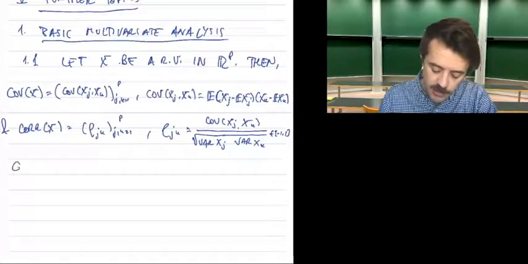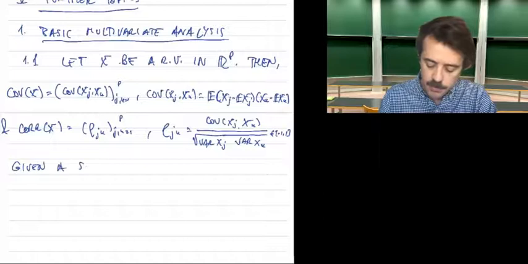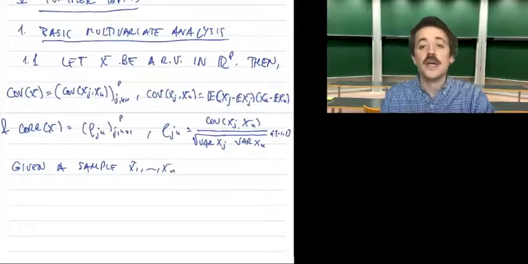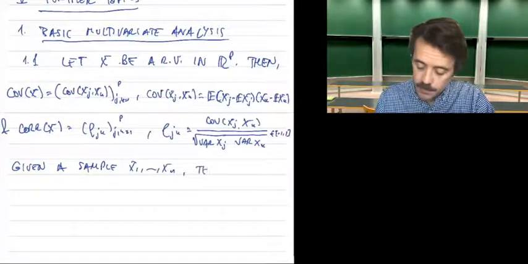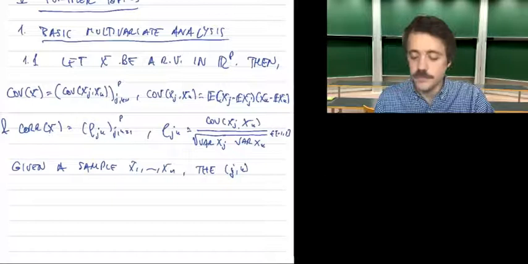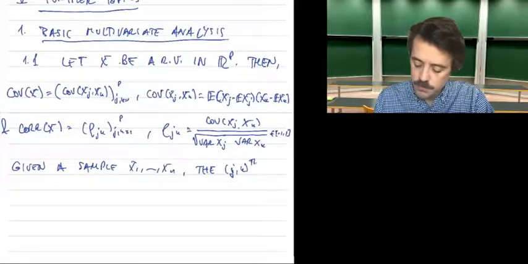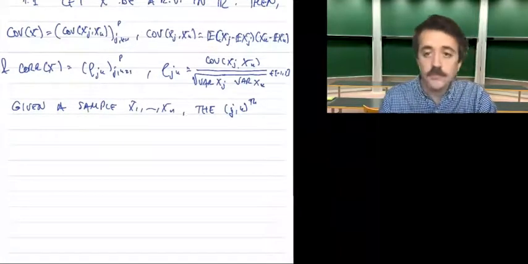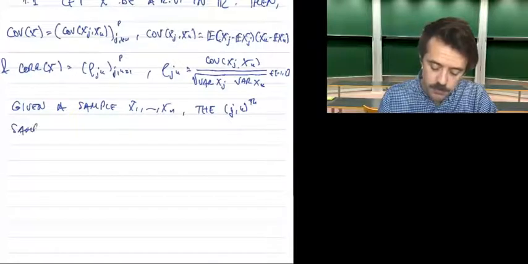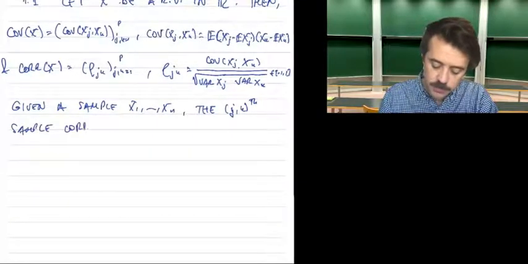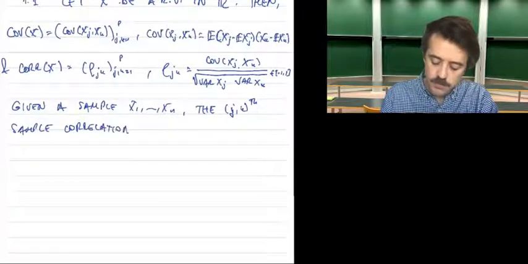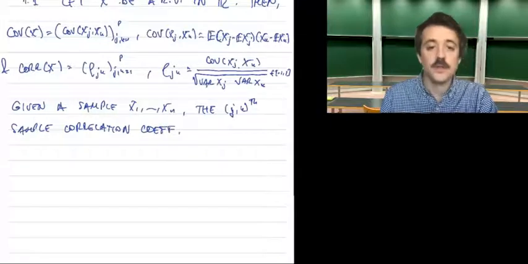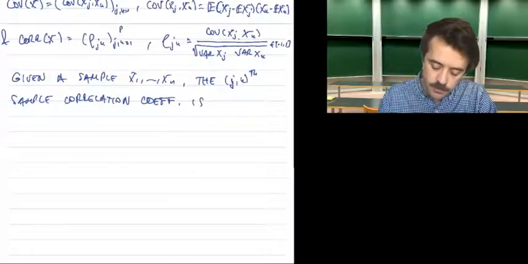This is talking about a random vector, but we're doing statistics, so we need to look at a sample. So given a sample x_1 to x_n, the jk-th sample correlation coefficient is given by this quantity.